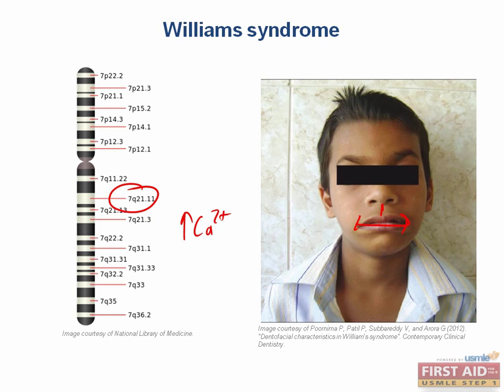So how do you think the diagnosis of Williams syndrome is confirmed? Usually using FISH, or fluorescence in situ hybridization.